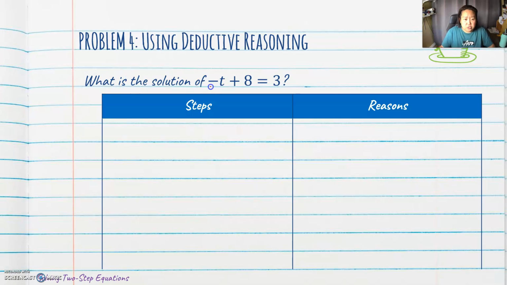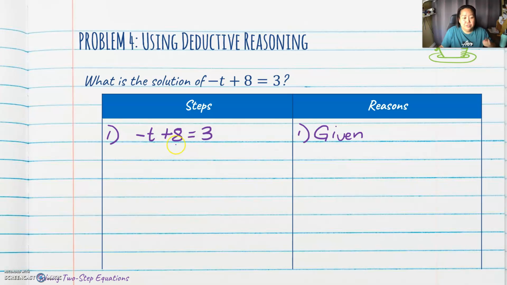What is the solution of negative t plus 8 is equal to 3? So when you are being asked to do a proof like this, or use deductive reasoning, you always start with what is given, okay? So the given is negative t plus 8 is equal to 3. And what is the reason for that? The reason for that is that it is given, okay? That's the given.